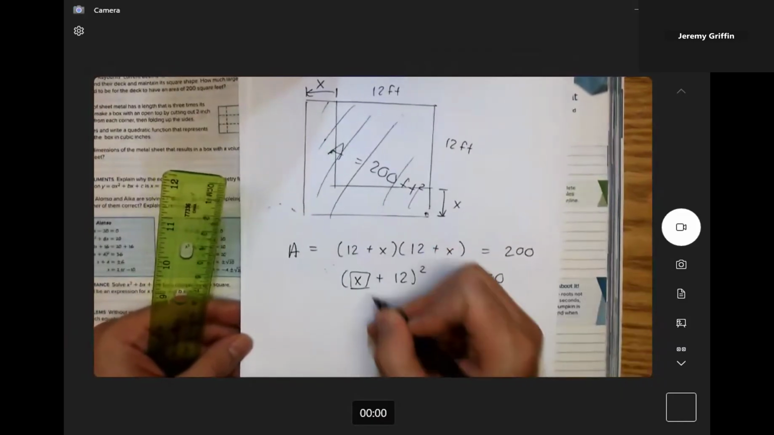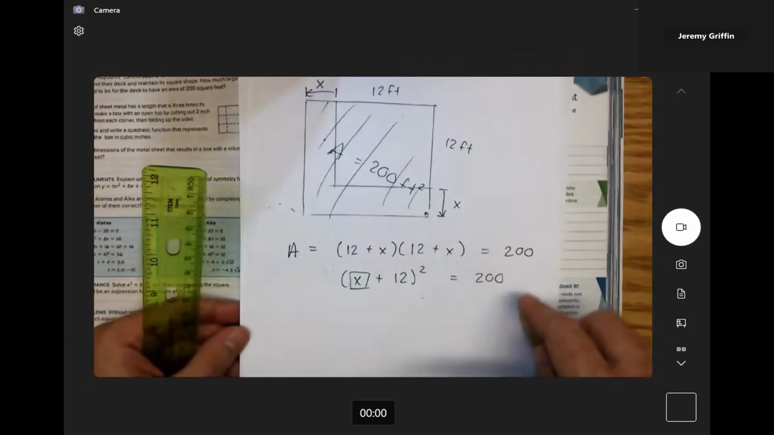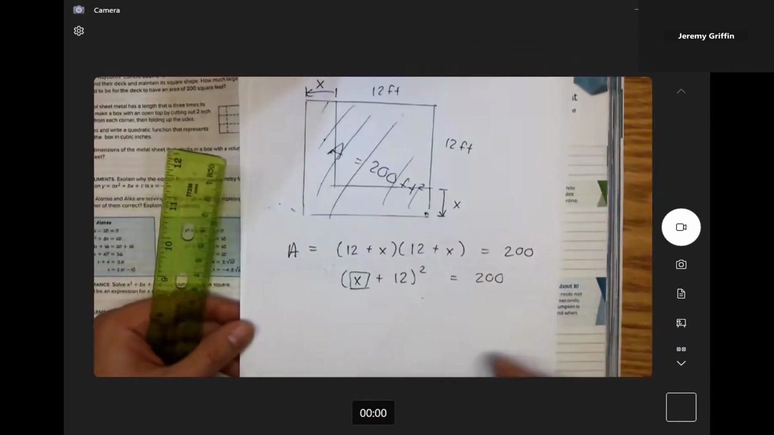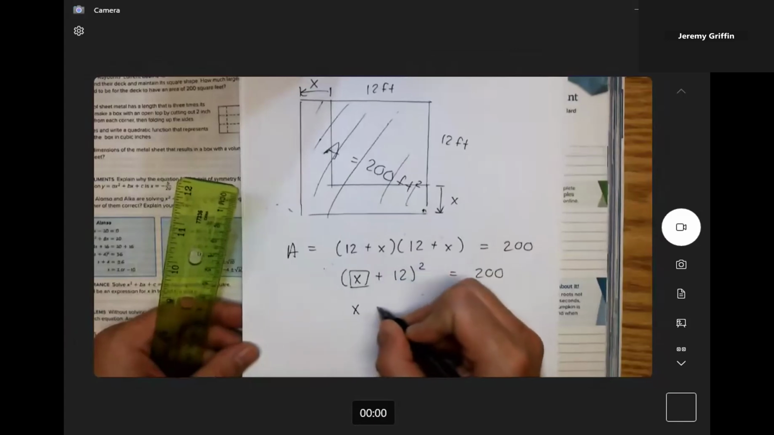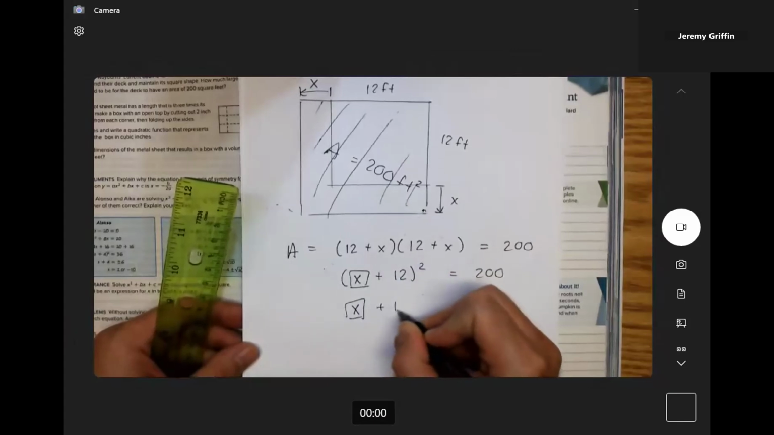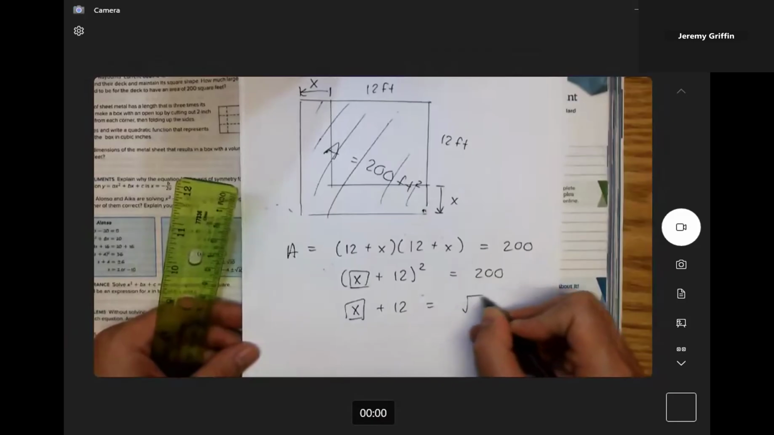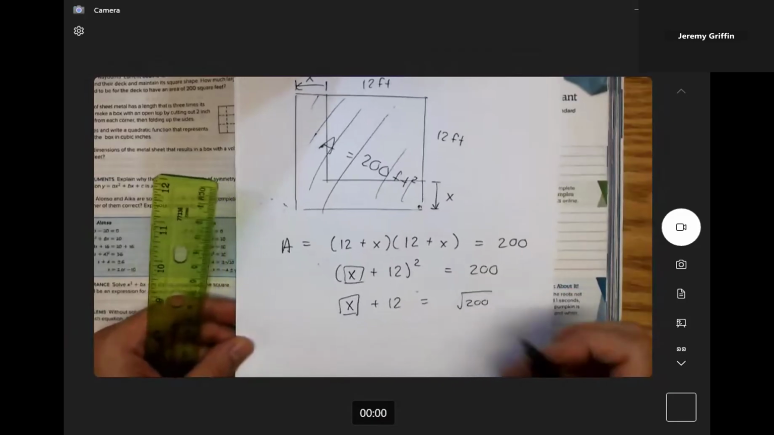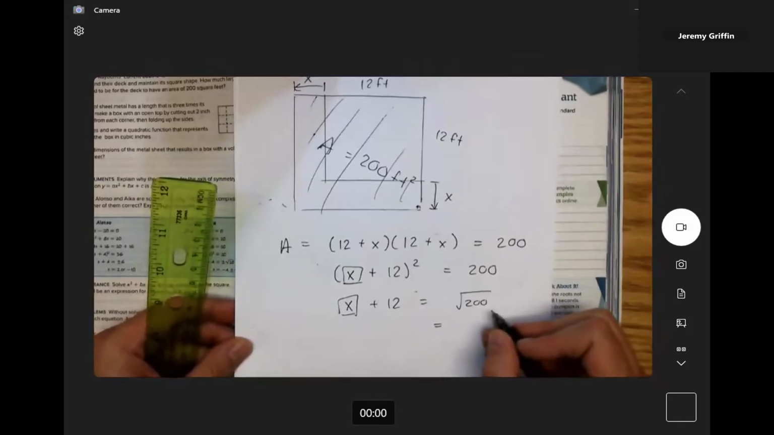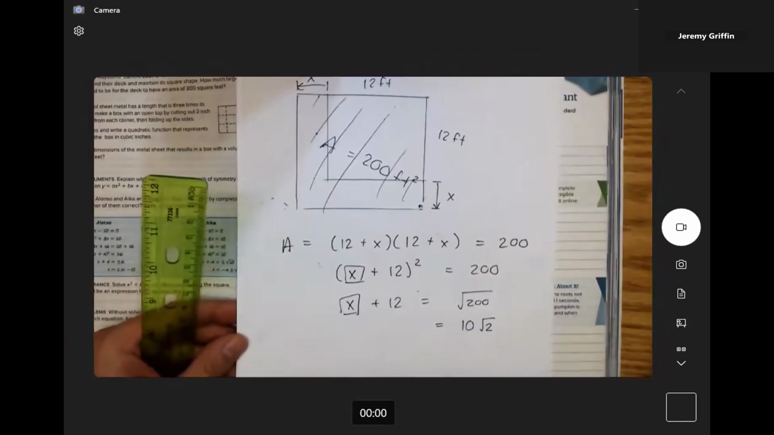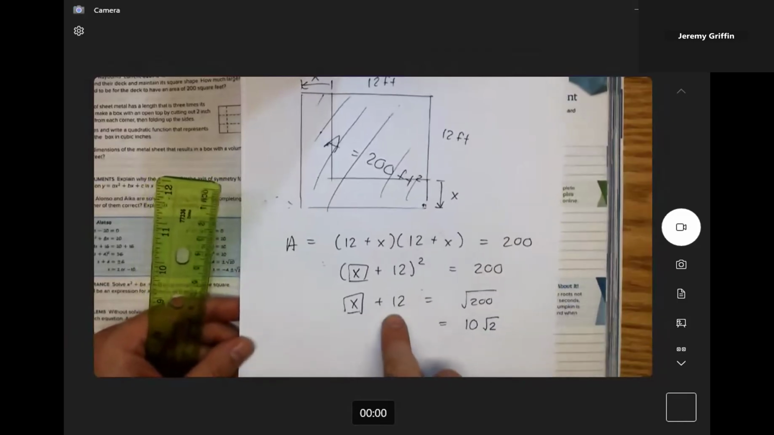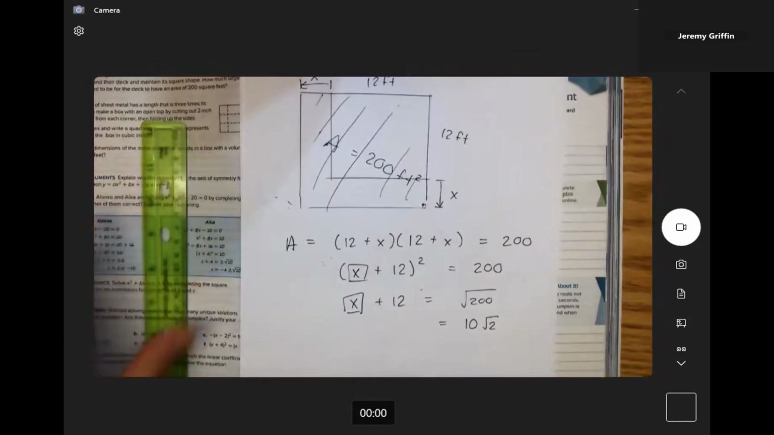So we can actually solve it faster. If I foiled it and pushed it through a quadratic, that would actually be more steps. This way's faster. I'll just square root both sides. So x, we're solving for, plus 12 equals the square root of 200, which is the same thing as, isn't 200 2 times 100? And square root of 100 is 10. So it's 10 root 2. It's the same thing. And then subtract off 12, because 10 root 2 is like 14.14.